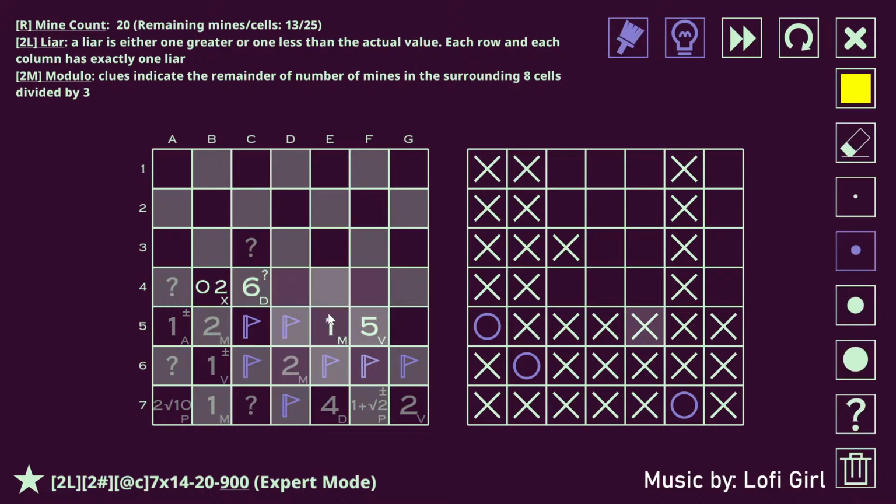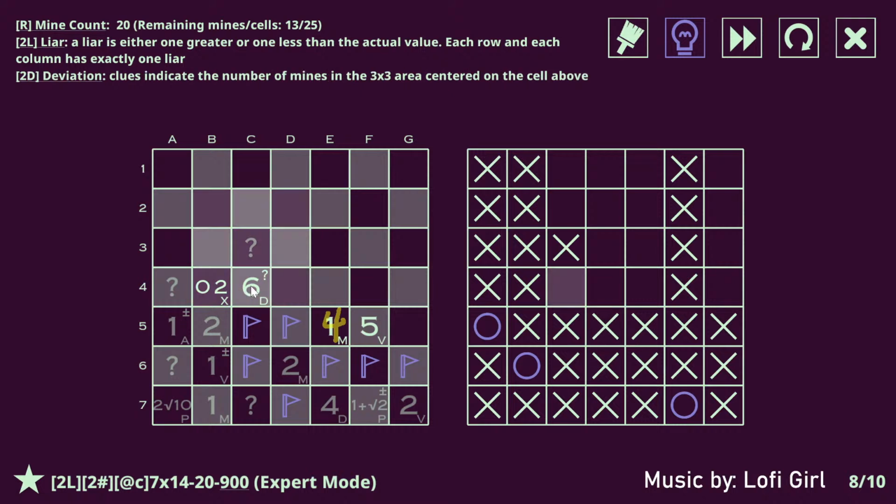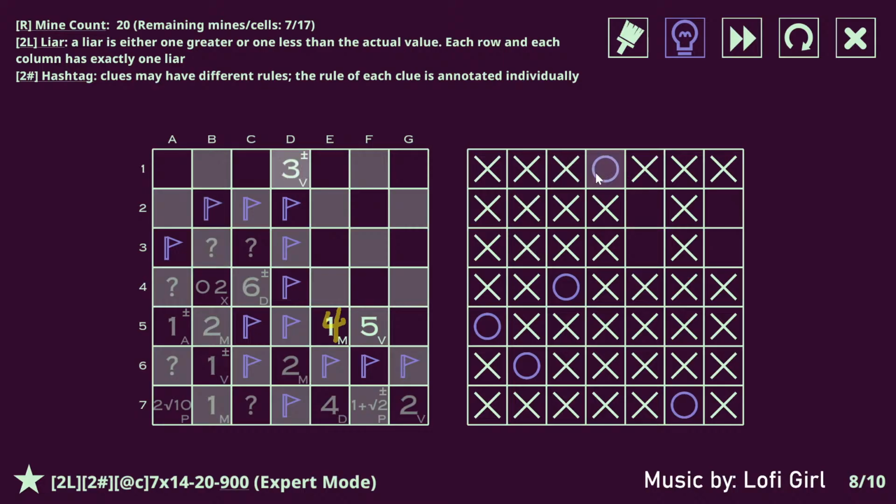So this 1 is just a 4. This 5 is a 5. 6 deviation, 1, 2, 3, 4, 5, 6 can be true. 0, 2 is telling the truth, so that's definitely going to be true. This 6 is now lying, it must be a 5. That's a liar. 3v. This 1 is already done. This 5 is telling the truth, so these are both mines.